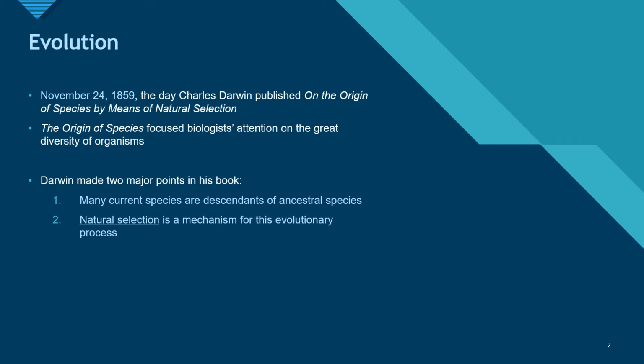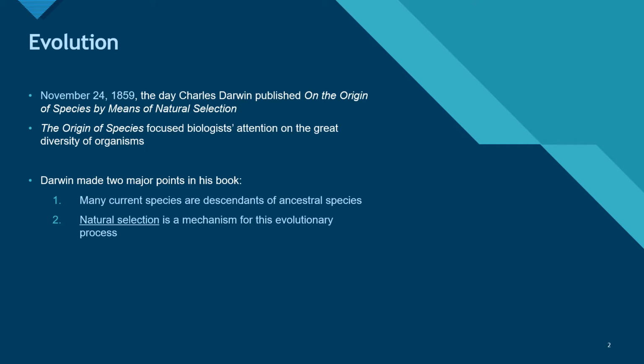On November 24th, 1859, Charles Darwin, a very important man that we'll learn a lot about, published On the Origin of Species by Means of Natural Selection. The Origin of Species focused biologists' attention on the great diversity of organisms.